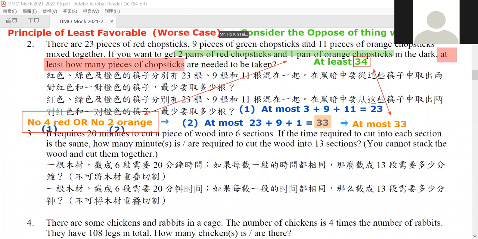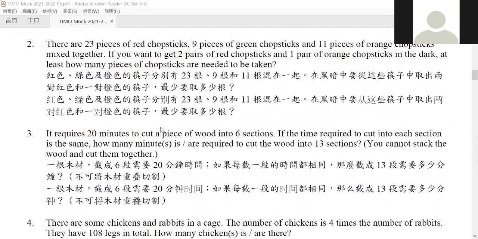So let's go to our question number three. It requires 20 minutes to cut a piece of wood into six sections. If the time required to cut each section is the same and you cannot stack your wood and cut them together, what is the number of minutes that you need to cut a wood into 30 sections? Now, this is a tricky question. This is not as hard as question number two, but it is tricky.